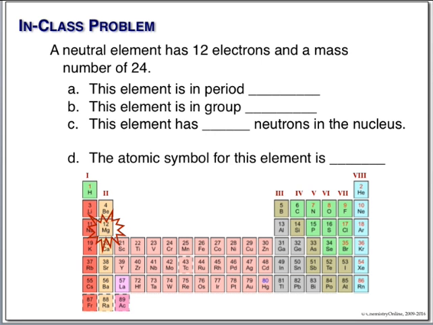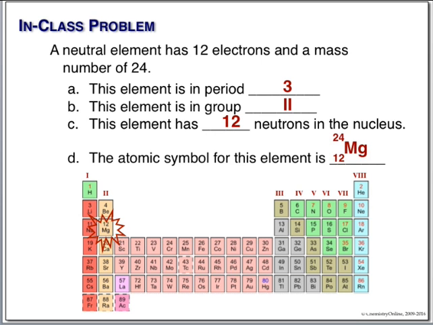Magnesium is here in what period? 1, 2, 3. It's in what group? Our second one. How many neutrons? Well, if it has 12 protons and it weighs 24, it's 12. So our mass number is 24, our symbol is Mg, number of protons is 12, and that's magnesium.